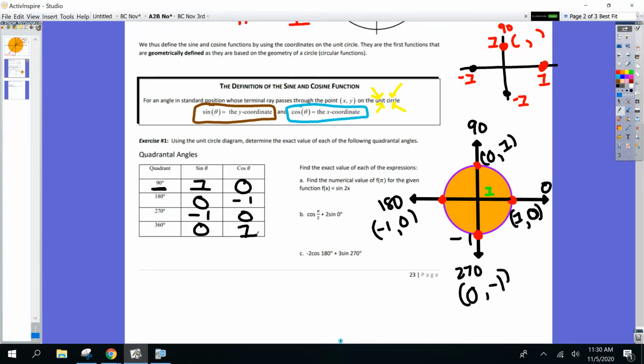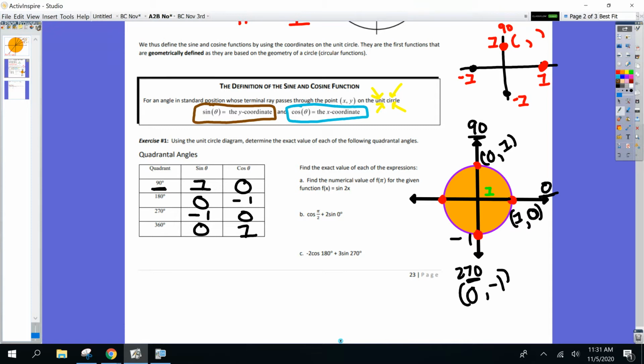Everyone good? That's how we're using the x and the y coordinate now to find sine and cosine. I just need to know what the coordinates are at every spot. If you know the coordinate, you just pick off the x and the y. All good? All right, now we got to answer parts A, B, and C. Let's go to part A. You guys remember this from last year, I hope.